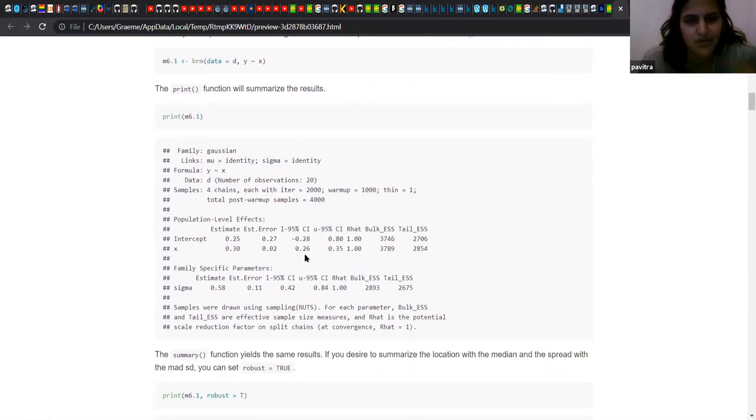This is where I don't really understand it. So it's basically saying four chains. It's done 2,000 iterations, and a warm up of 1,000, and then thin equals one, with a post warm up of 4,000 samples. So it basically created 7,001 samples in order to create this distribution. Is that what it's saying? Yeah. That seems like a lot of simulations. Anyway.